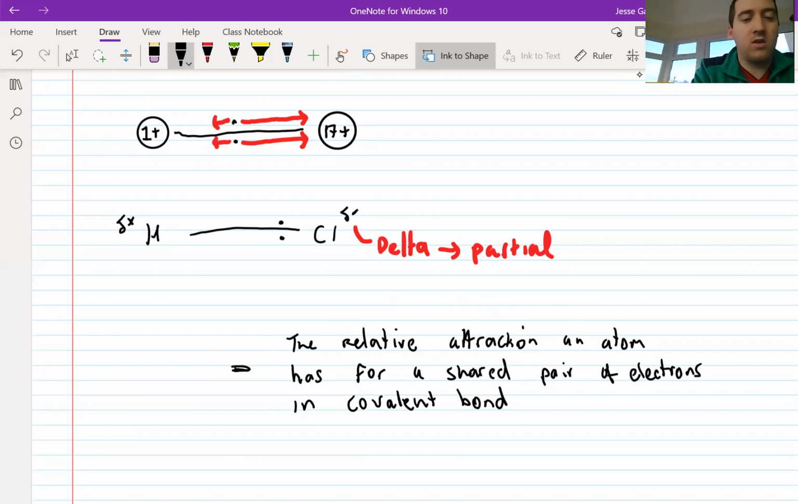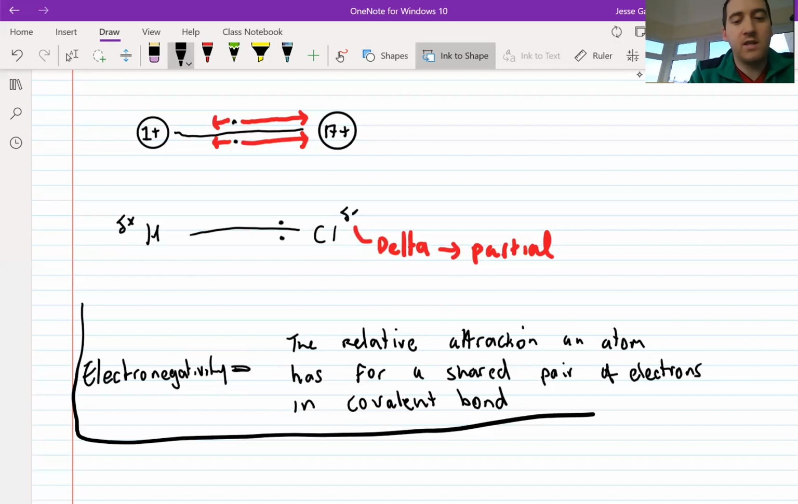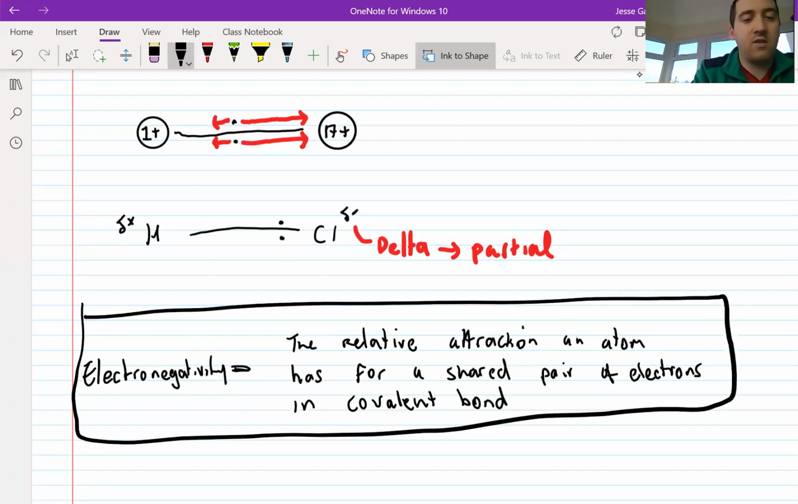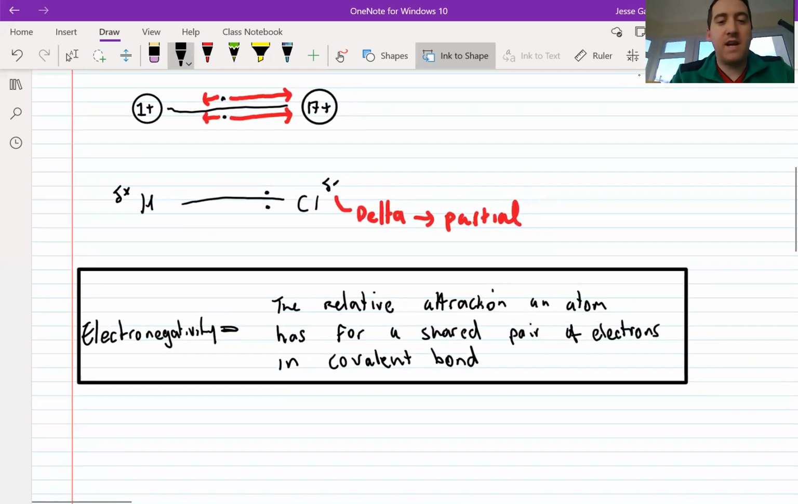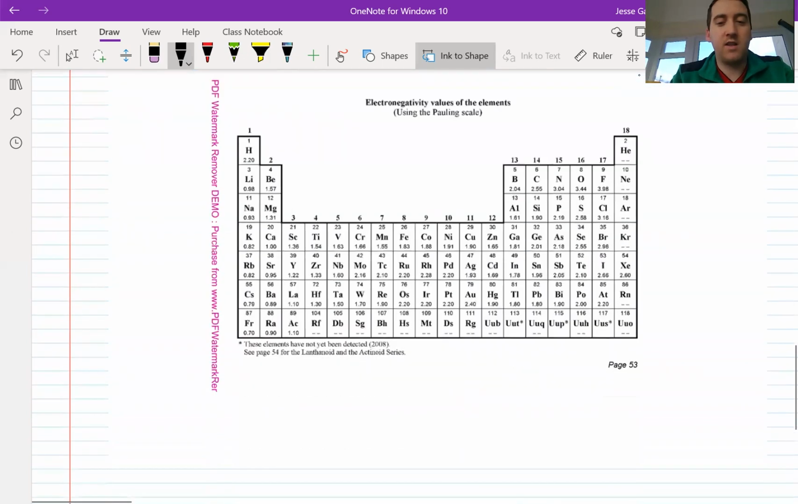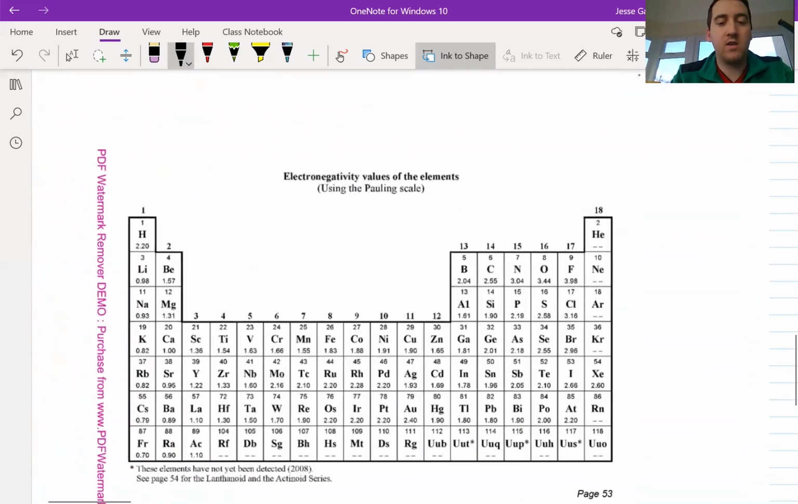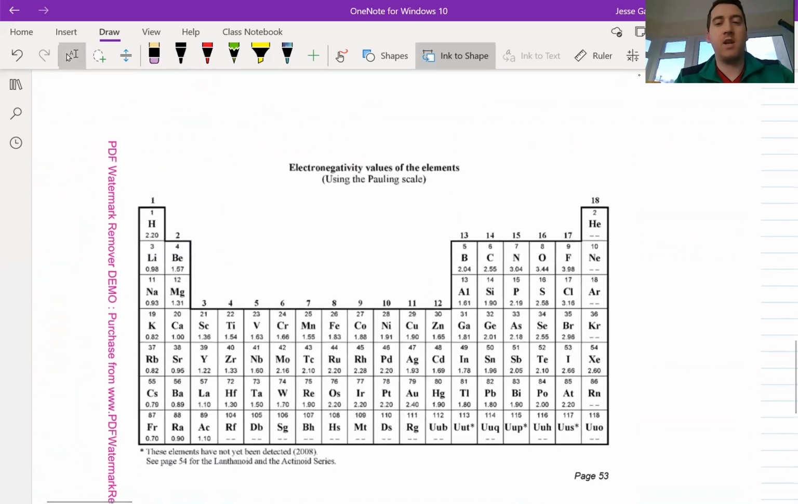This here is called the electronegativity. Each atom has an electronegativity, an attraction for the shared pair of electrons. And we can find the values for these electronegativities on this table. Now, if you guys are in Leaving Cert chemistry, you will find this table in your log tables. So in your mathematical and formula tables that you're always given in your exam, or you can ask for them, it has this periodic table in there.